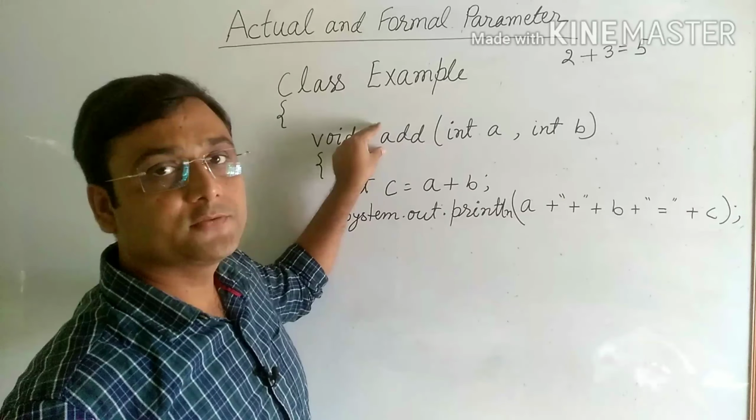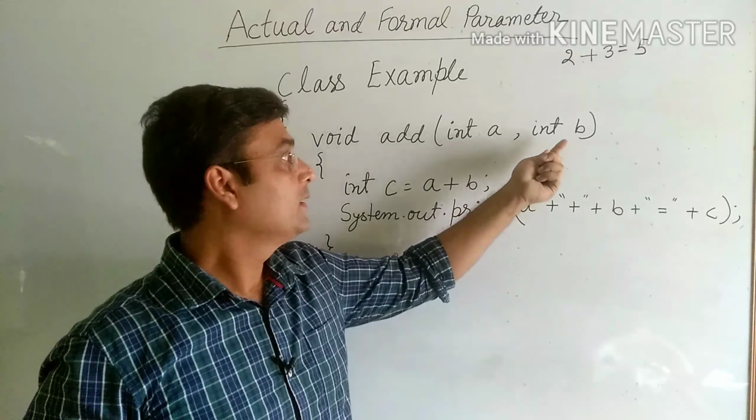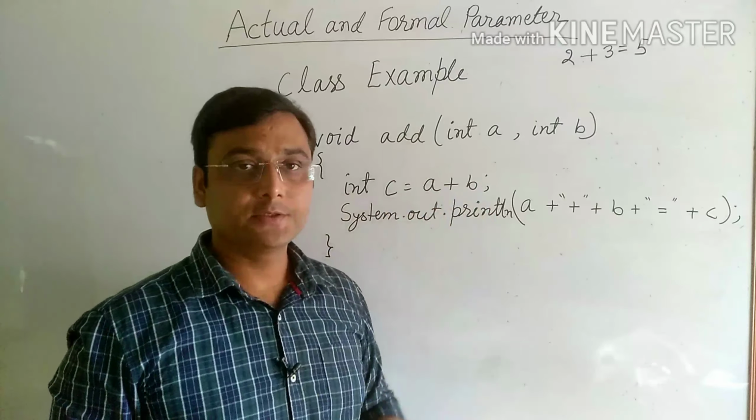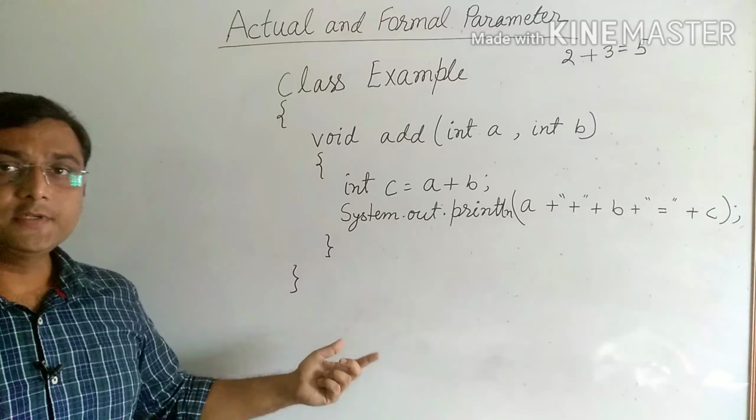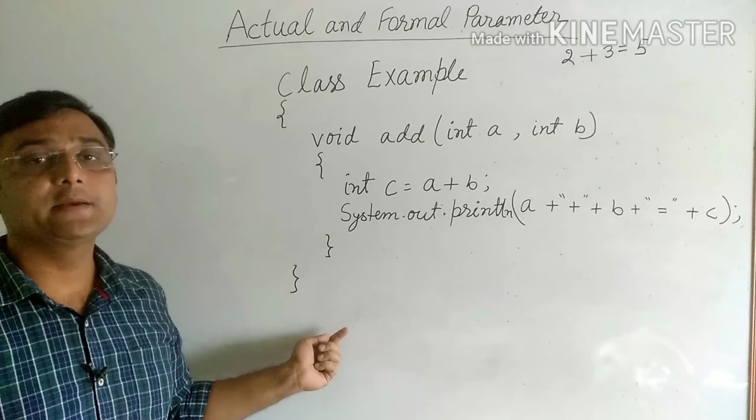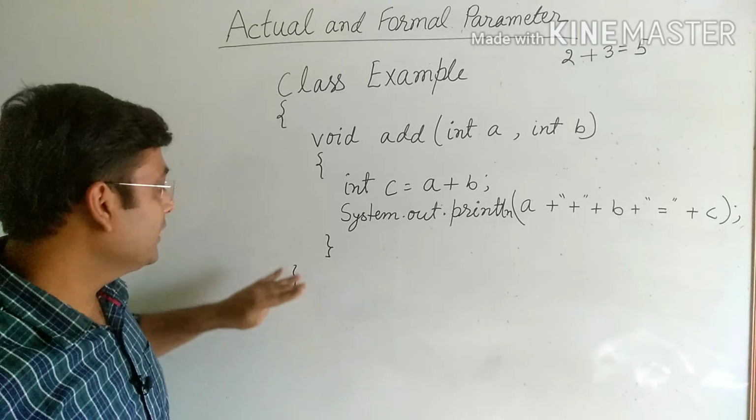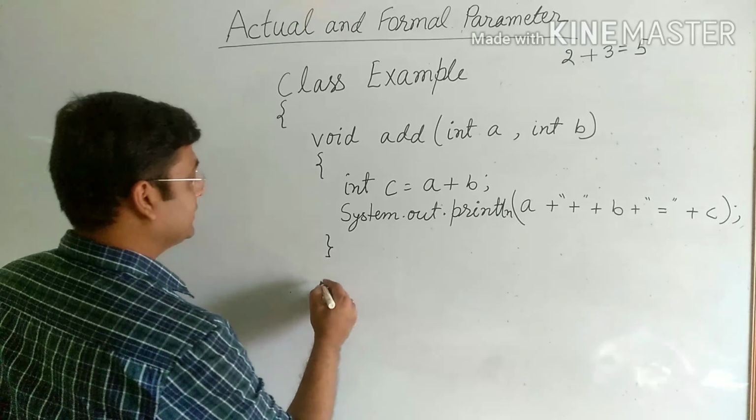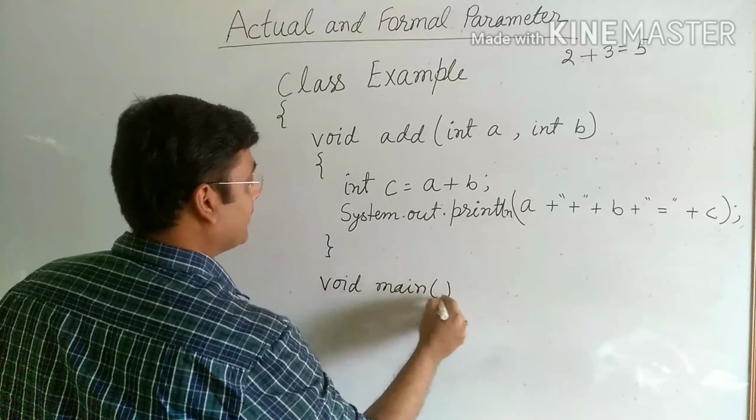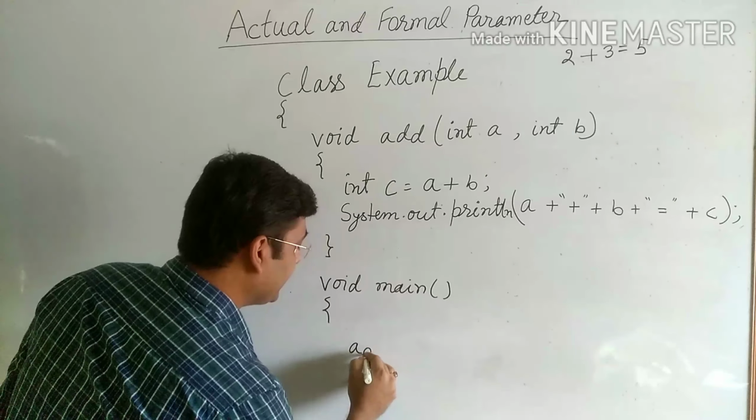So the work of this method is to add the values of the given parameters. Whatever it gets here, a and b, it will add and print. After that, I will try to call it. So I am writing another method to call this method. According to what we have seen in the previous video, I am writing another method, void main. In this method, I will call this. So I am writing add here.